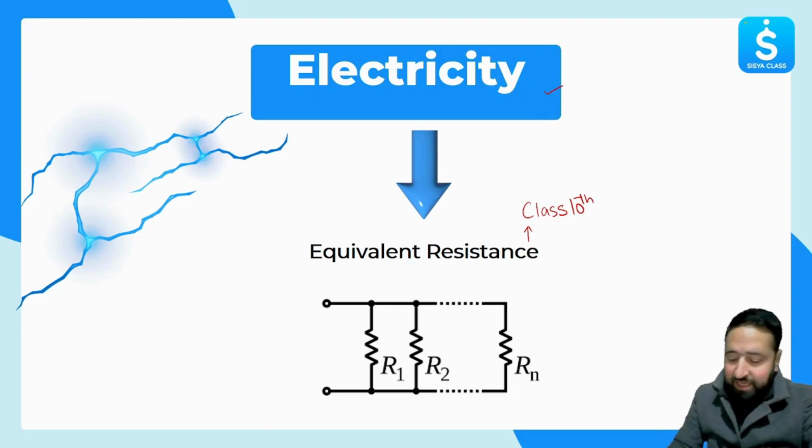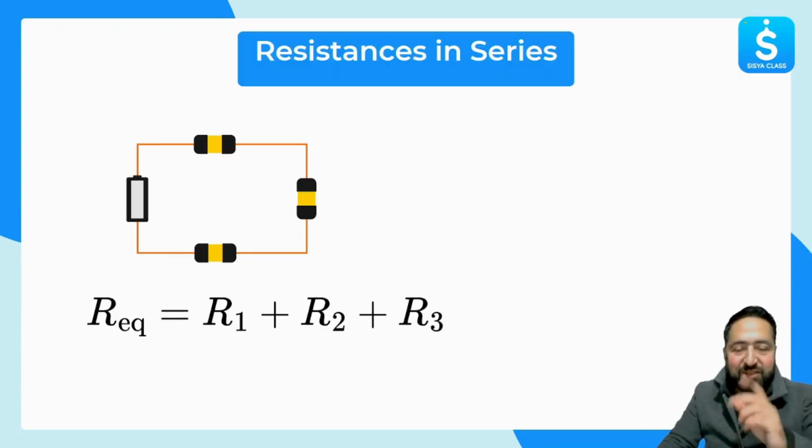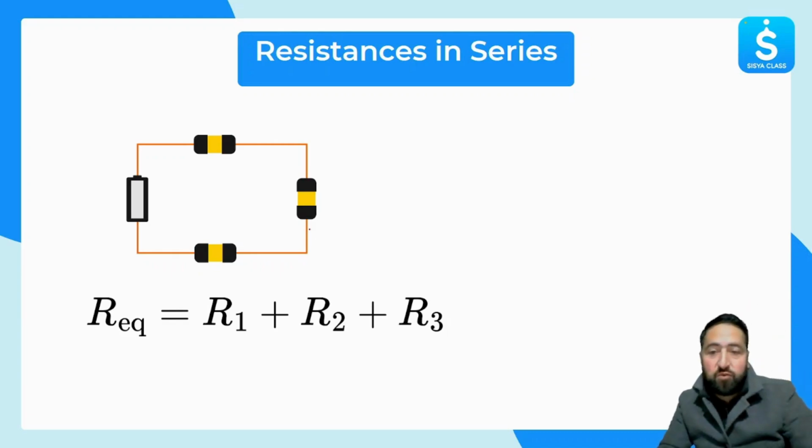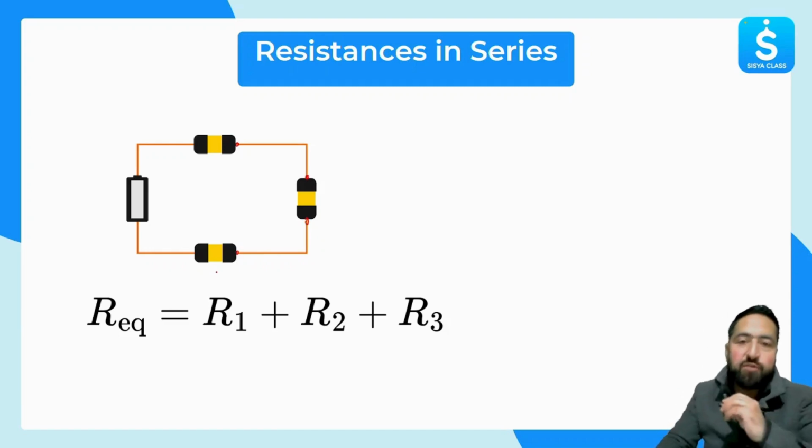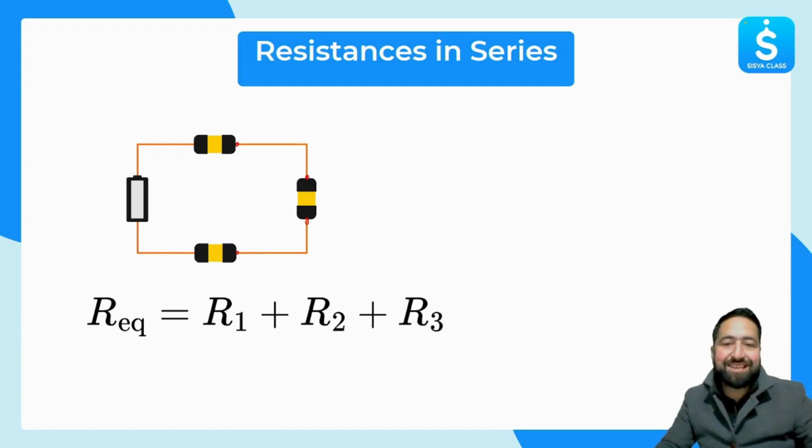Before starting, the first way of combining resistors is the series combination. What do I mean by the series combination? It is very, very simple. When you connect the resistors end to end, that means the resistors are connected in series. End to end connection is there.